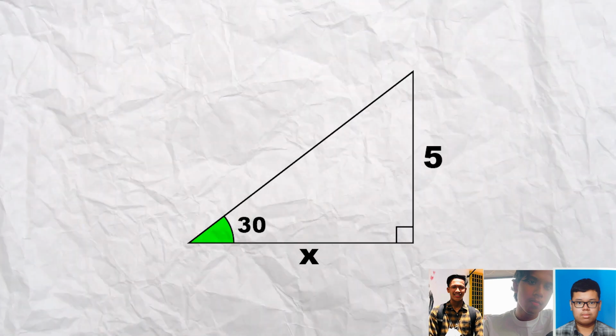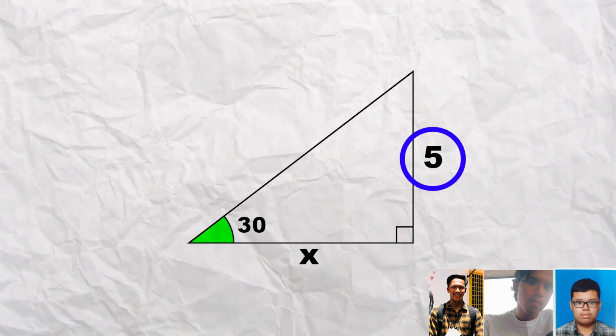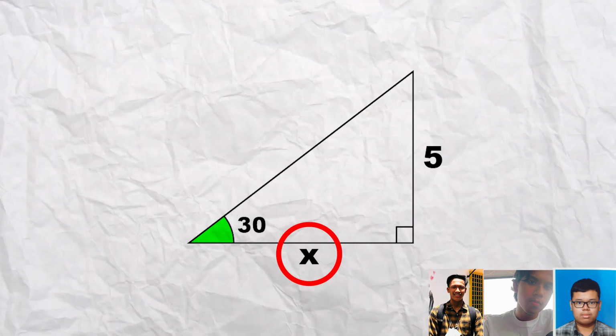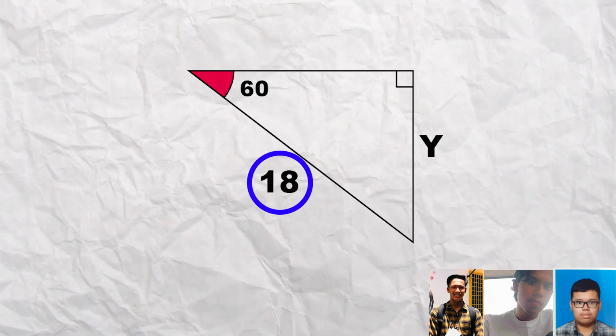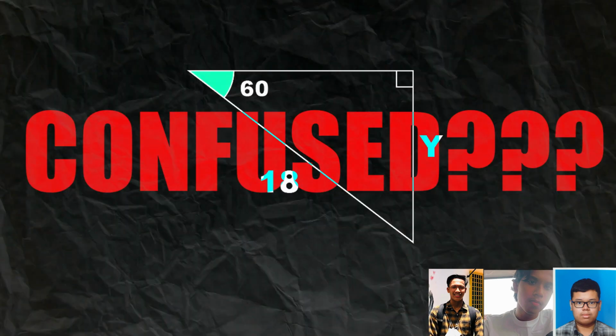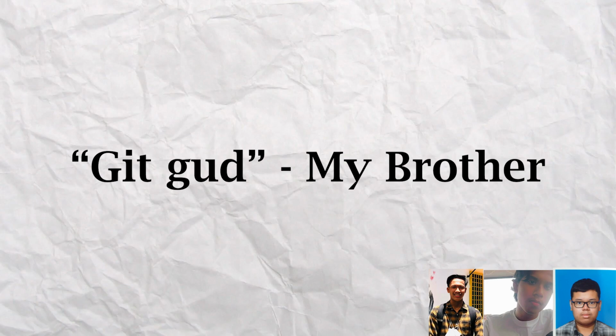Take this question for example. We have a theta of 30, an opposite of 5, and we need to find the adjacent. Here's another question. We have a theta of 60, a hypotenuse of 18, and we need to find the opposite. Confused? Good! Practice identifying triangle parts more. Now we can actually get to solving the questions.